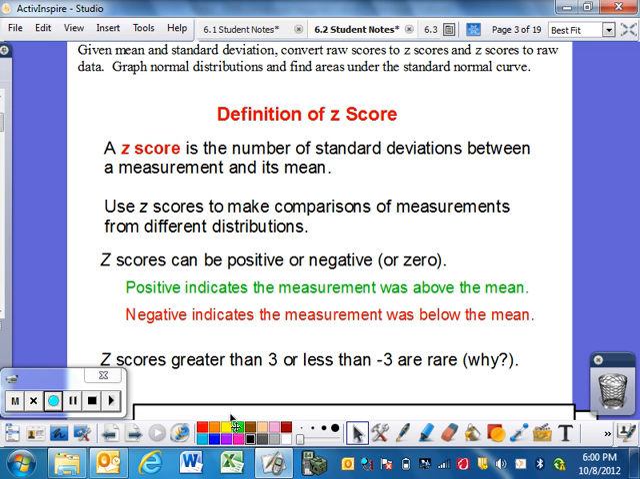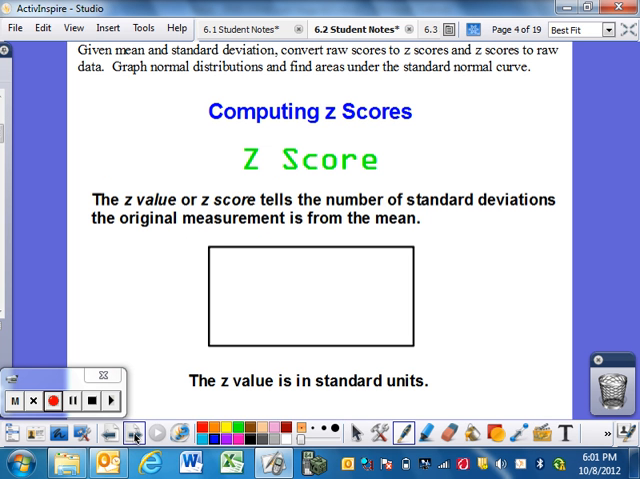A z-score can be either positive or negative. Positive obviously means that you're above the mean. Negative means you're below the mean. And z-scores are rarely greater than 3 or less than negative 3. Why? Hopefully you guys are thinking about the empirical rule and that little picture from last night's notes, the 6.1 notes, because 99.7% of your data is within 3 standard deviations, right? So if you are above or below 3 standard deviations away, you're in the 0.3% category. That is rare. That'd be a warning sign if we go back to our control chart. So it is rare that you get that.